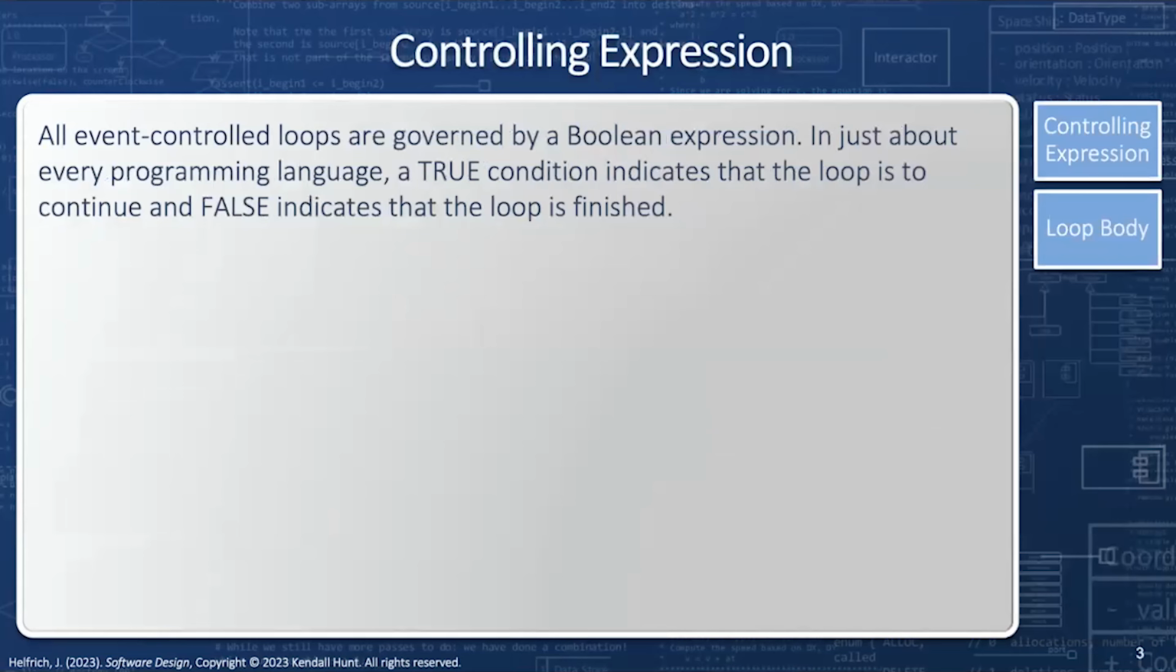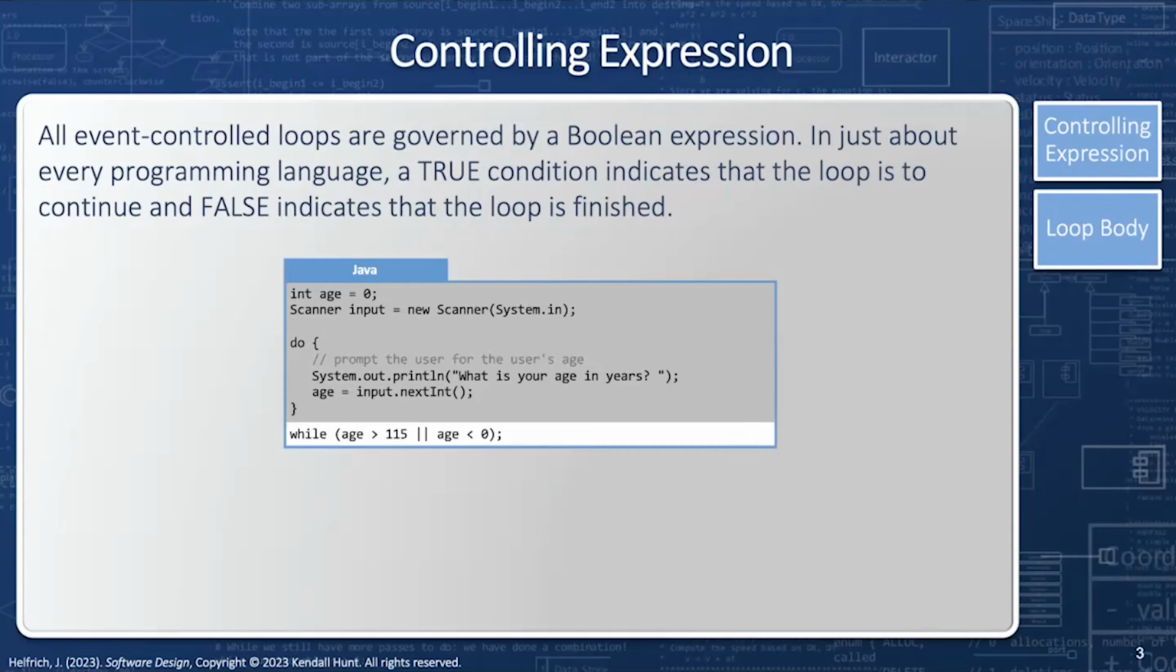First, all event control loops are governed by a Boolean expression. In just about every programming language, true means the loop continues and false means the loop is finished. For an example, I have this Java program and I want to prompt the user for their age. As long as the age is greater than 115 or the age is less than 0, I'm going to prompt the user again and again and again. So this Boolean expression completely controls how many iterations I go.